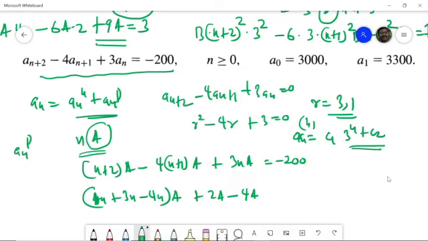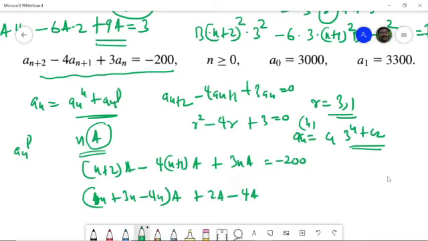That's the particular solution. So the entire solution would be a_n is equal to c1 into 3 raised to n plus c2 plus 100n. In order to find c1 and c2, they have given conditions: a naught is 3000 and a1 is 3300. When n is equal to 0, you will get a naught, which is nothing but c1 plus c2, and that is equal to 3000. Now a1 is 3300. When you substitute n is equal to 1, you will have c1 into 3 plus c2 plus 100 is equal to 3300.